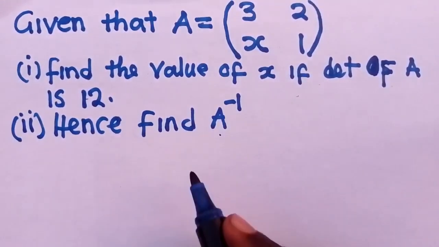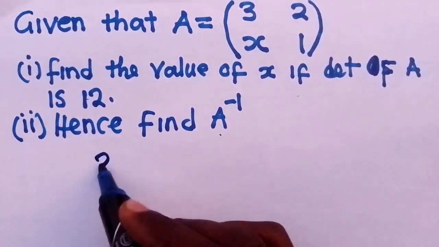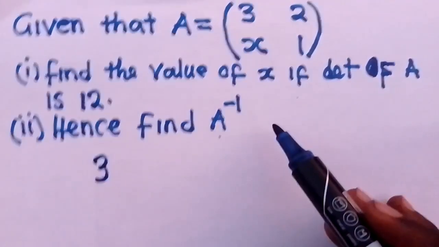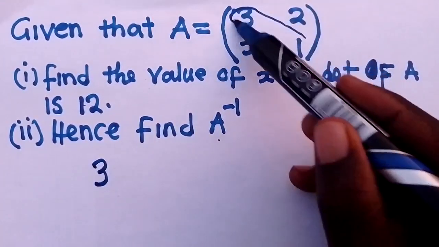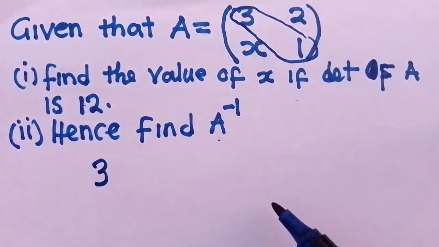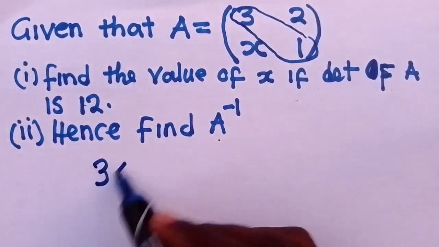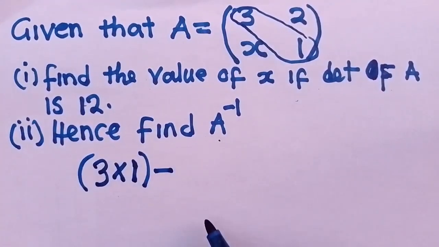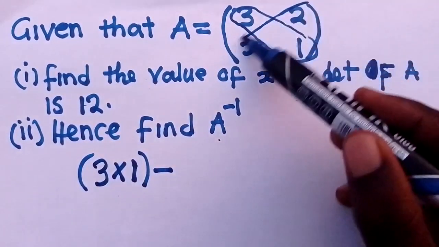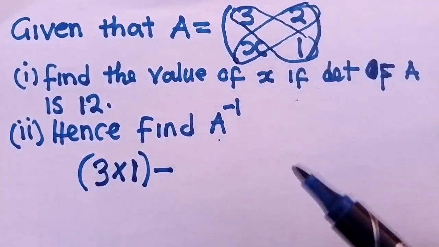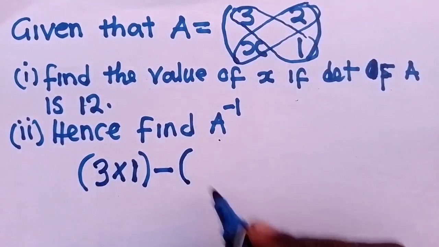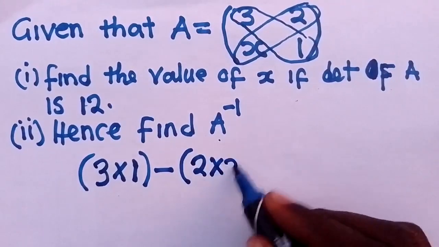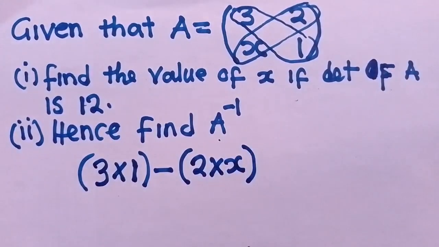determinant, where you are going to say 3 here. Looking at this matrix, you know that this is the what? This is the major diagonal. So the determinant is found by the product of the major diagonal. You do this, then minus what? The minor diagonal. In the minor diagonal, we've got these numbers, which are 2 and x. So you're going to say like this, then you say 2 times x. Then you equate to the determinant which is given, which is 12.